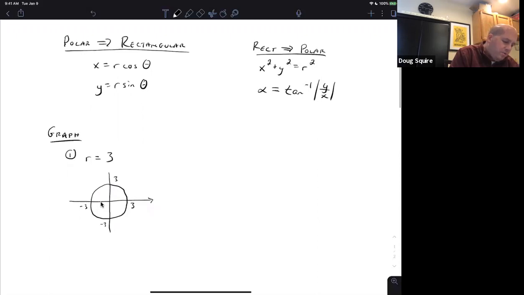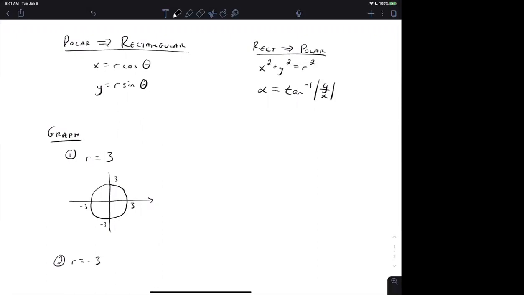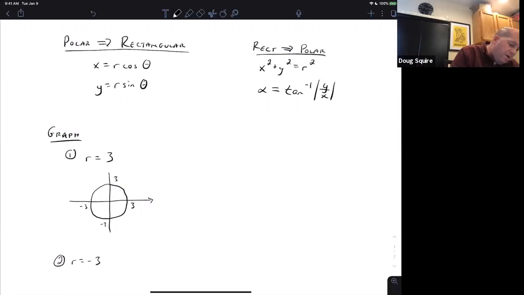What if it was r equals -3? So if you had r equals -3, it would be the same. Yeah, you'd actually get the same circle because -3 would just mean go in the backward direction. And so now different points would correspond to different angles. So like when theta is pi, you'd actually be over here. When theta is 0, you'd be over here. But other than that, you get the same picture.